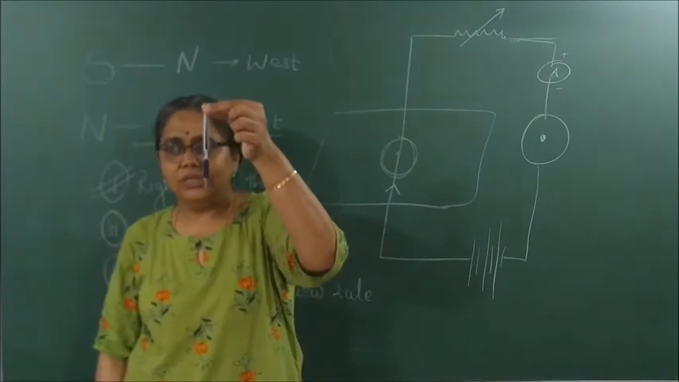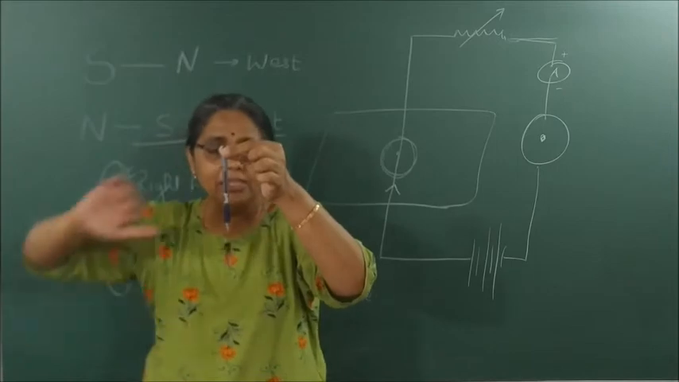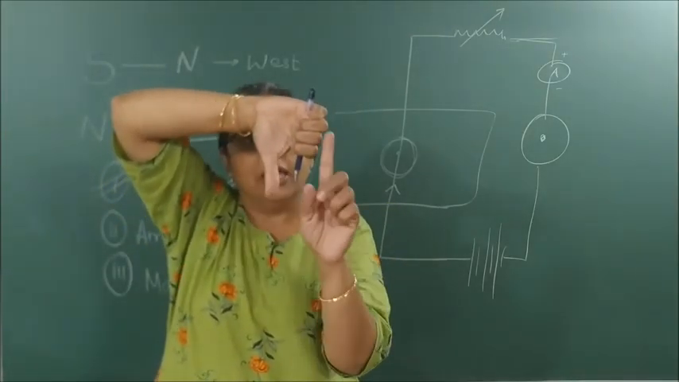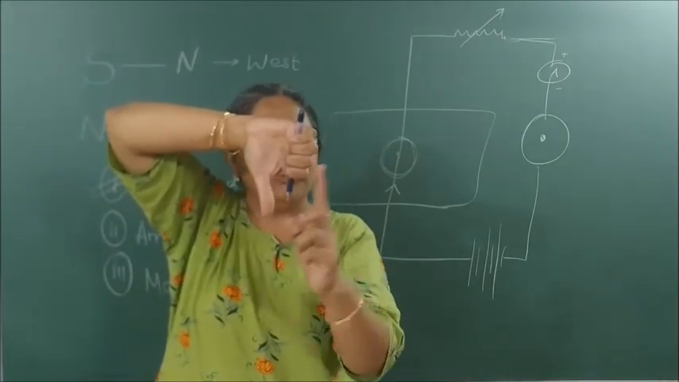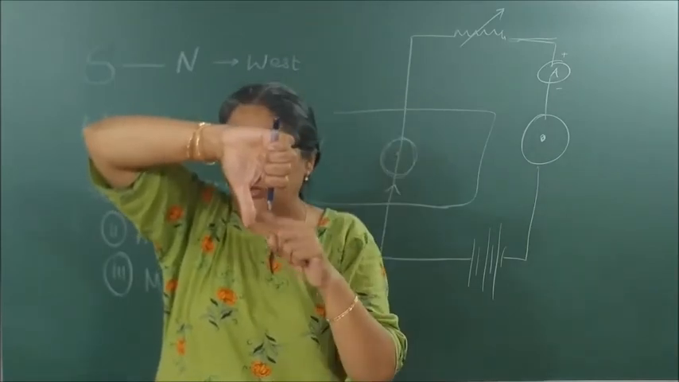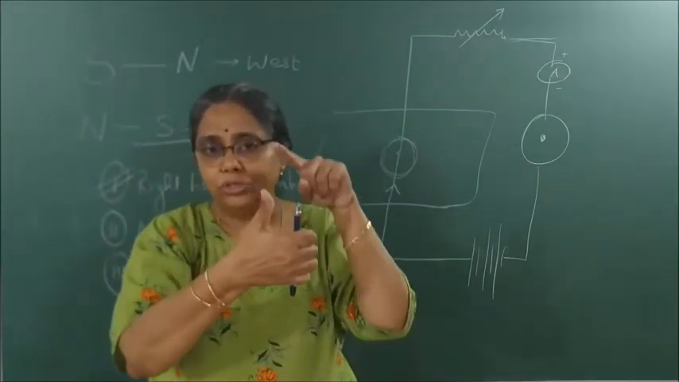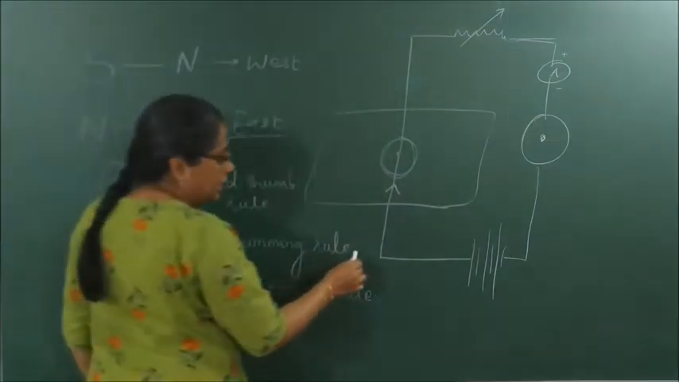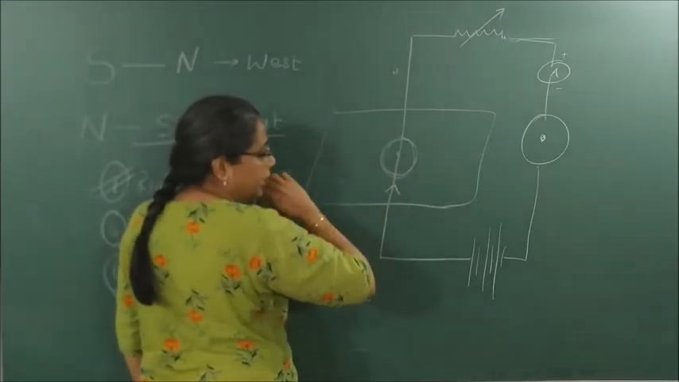What is the right hand thumb rule? Imagine you are holding a straight conductor carrying current in your right hand in such a way that the thumb shows the direction of current, and the wrapped up fingers show the direction of magnetic field lines. If the current flows from north to south, the curved lines are clockwise. If it flows from south to north, it is anti-clockwise. So here the current is flowing from south to north.